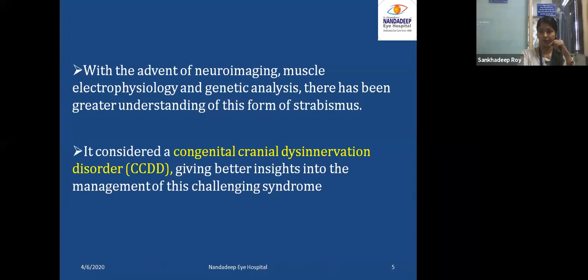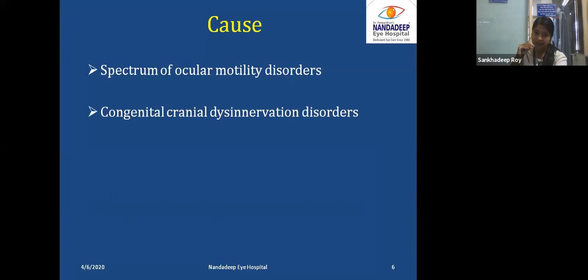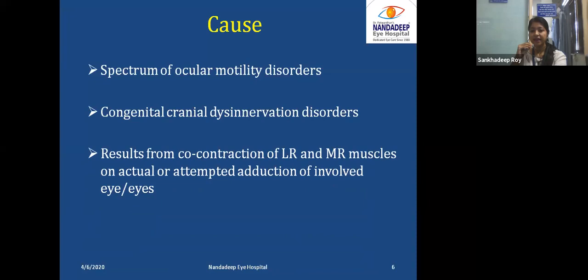Basically, when a person, whether a child or an adult, is diagnosed with a syndrome, the syndrome is present from the congenital stage. Okay? So if it is a syndrome and it is congenital, then definitely ocular motility disorders will be there. That is the cranial dysinnervation disorder I already mentioned before. And definitely the inner muscles are involved on actual or attempted adduction of the involved eye or eyes, with co-contraction resulting in globe retraction.